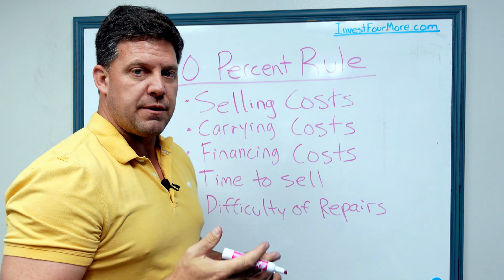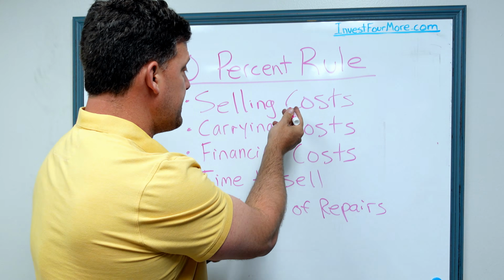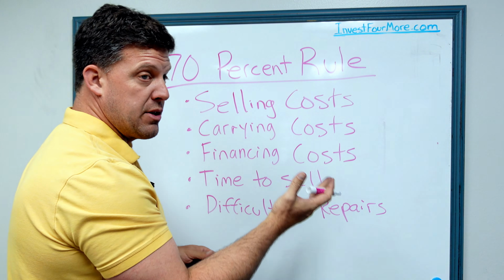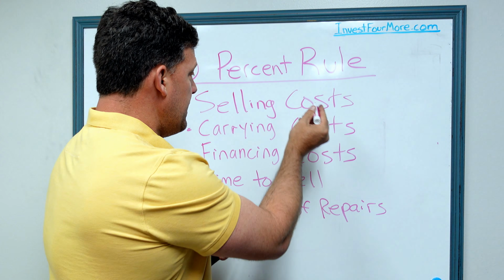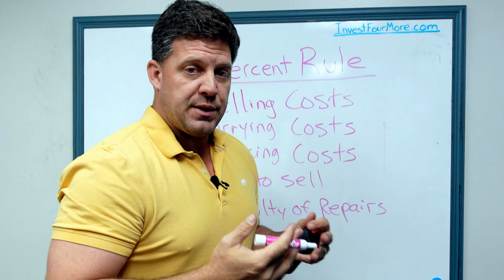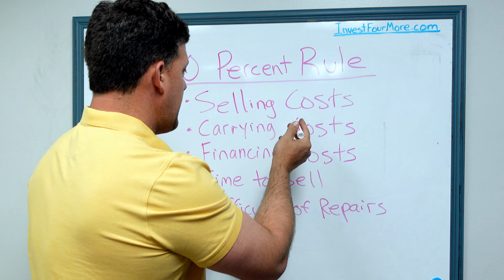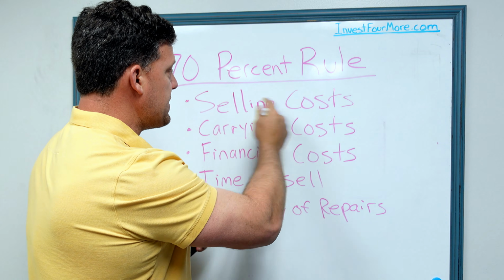Selling costs are different for everyone. I'm a real estate agent. I can list the home myself. I also make a commission when I buy a house sometimes from the MLS. This is so much different for me as a licensed agent versus someone else who's not. And the 70% rule does not account for it.